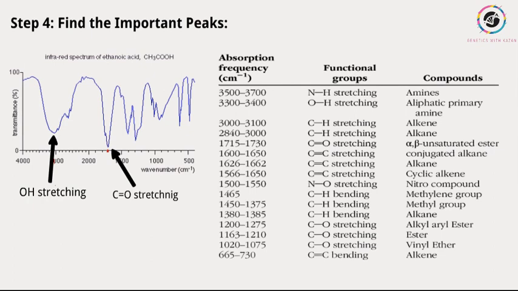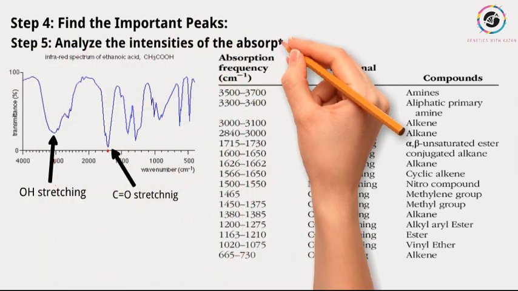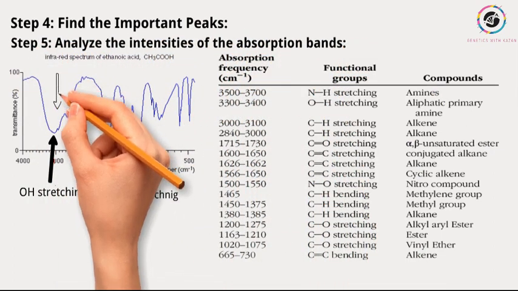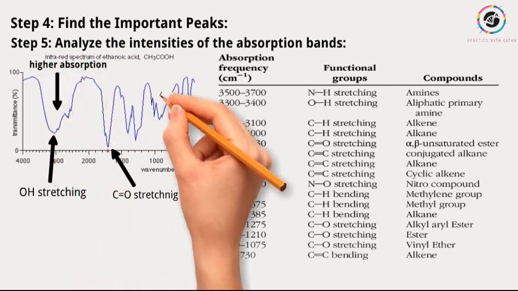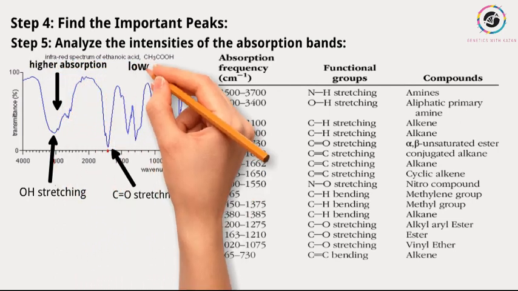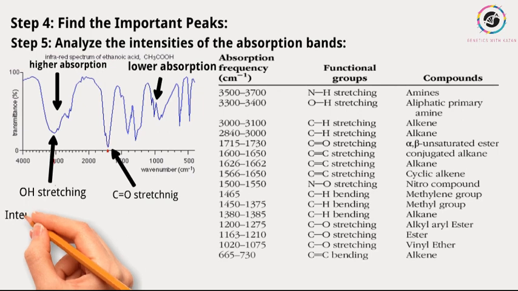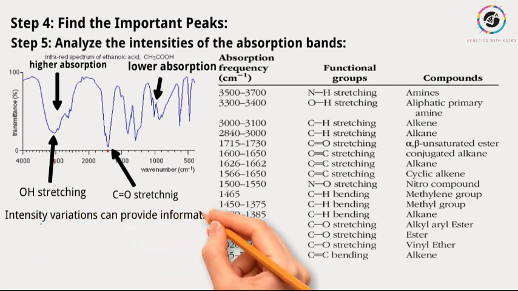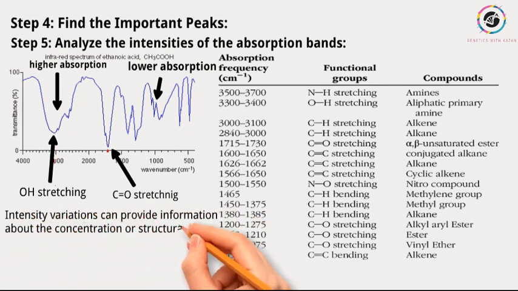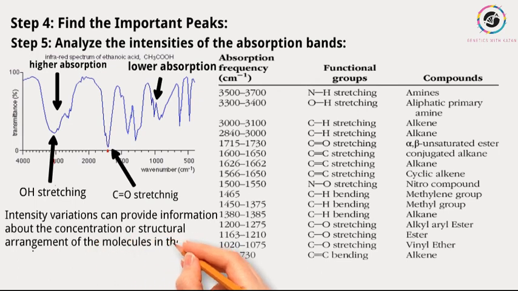Step 5. Analyze the intensities of the absorption bands. The stronger and broader bands indicate higher absorption, while weaker and narrower bands suggest lower absorption. Intensity variations can provide information about the concentration or structural arrangement of the molecules in the sample.